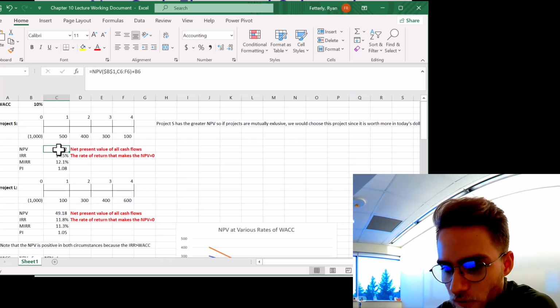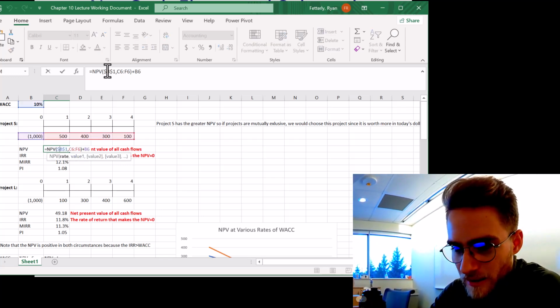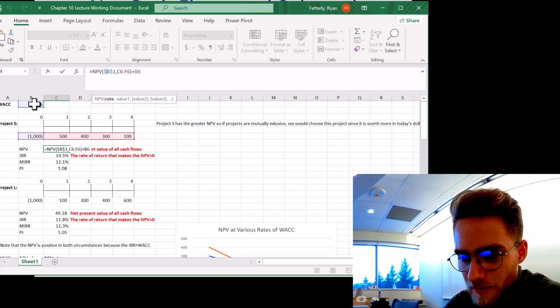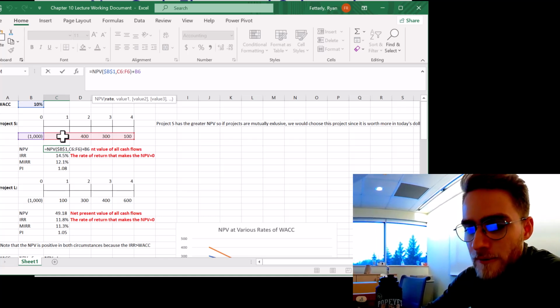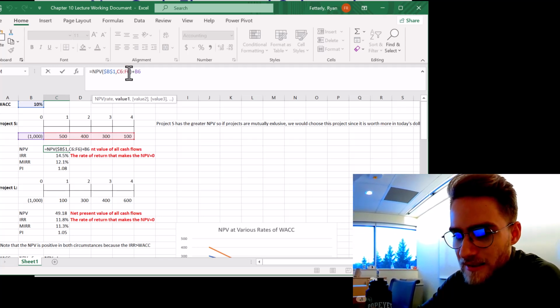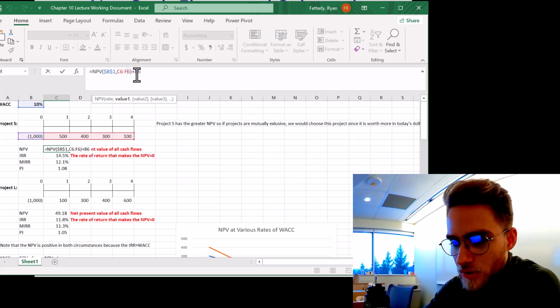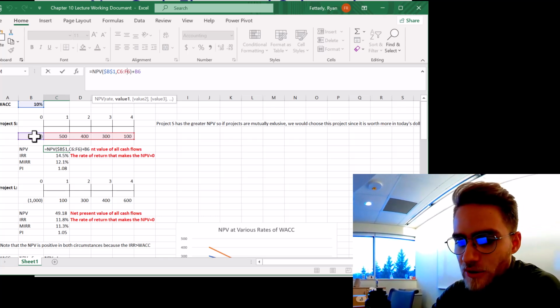So when we're doing a net present value calculation, it looks a little something like this. Here's the formula. We just punch in NPV, and all we do is we tell the formula that our discount rate is up here at 10%, which you see in blue. And then we highlight from year 1 to year 4 all of our cash flows. So this is C6 to F6. Then you close the brackets, and then you just add on whatever the initial cash outflow is.